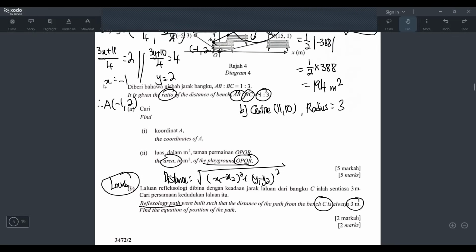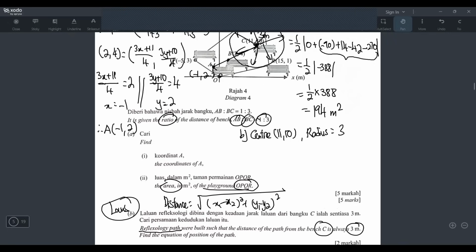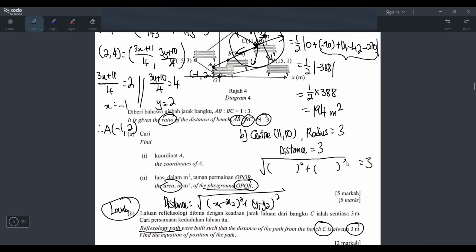So how do we find the equation of the circle? The distance between the path and the center is always 3 units, which is the radius. Then we use the distance formula, equal to 3. The formula is the square root of bracket squared plus bracket squared. But for the x minus x and y minus y, which coordinates do you take? The center coordinate and the path coordinate. And the path coordinate will be (x, y).